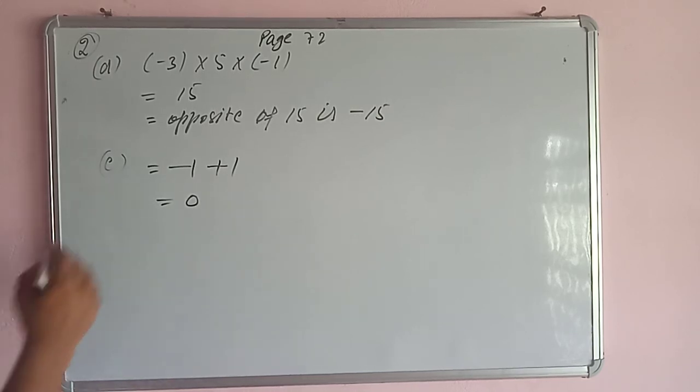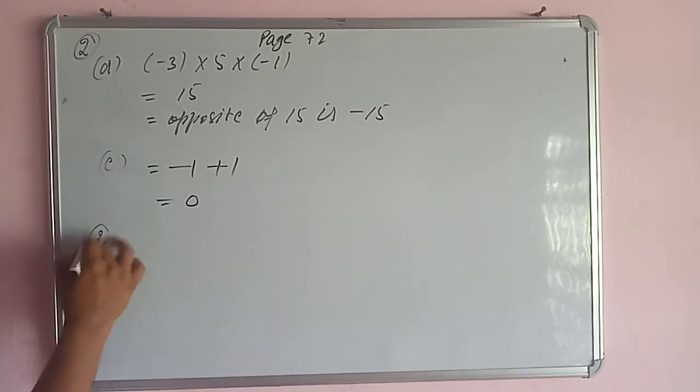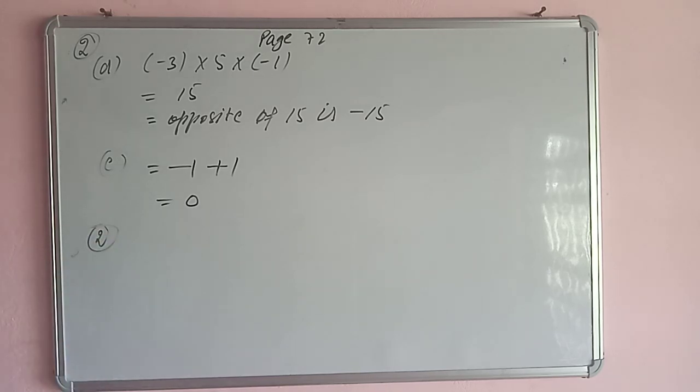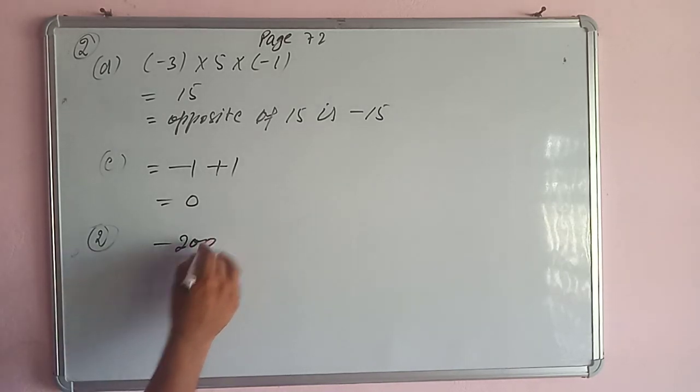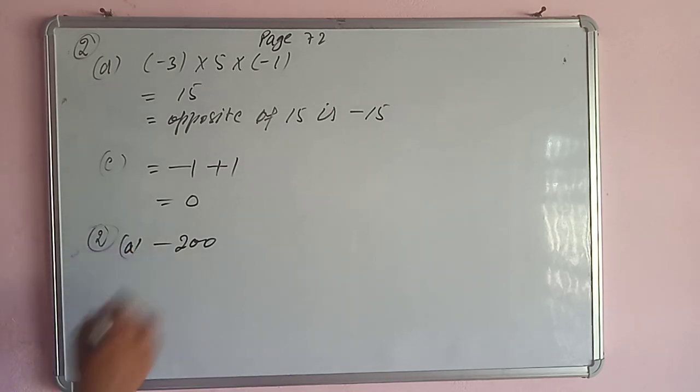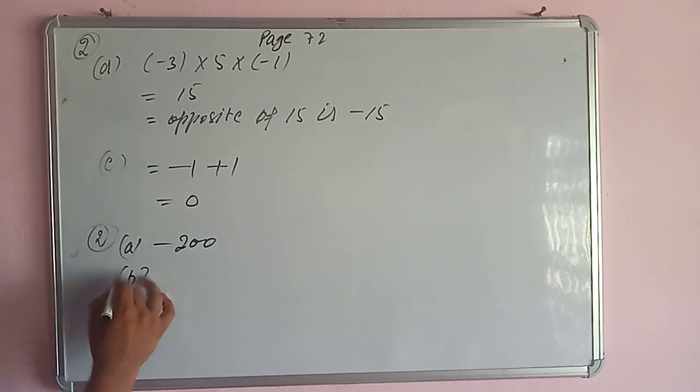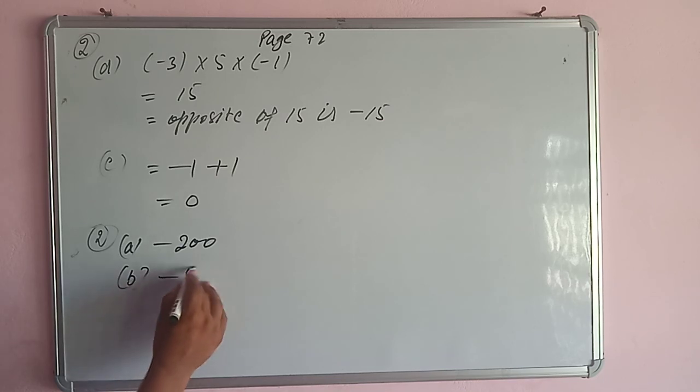So next we have question number 2. Indicate using integers. 200 BC. BC means before Christ. So it is written as minus 200. And next, 5 degrees Celsius below 0. Below means negative. So the answer is minus 5 degrees.